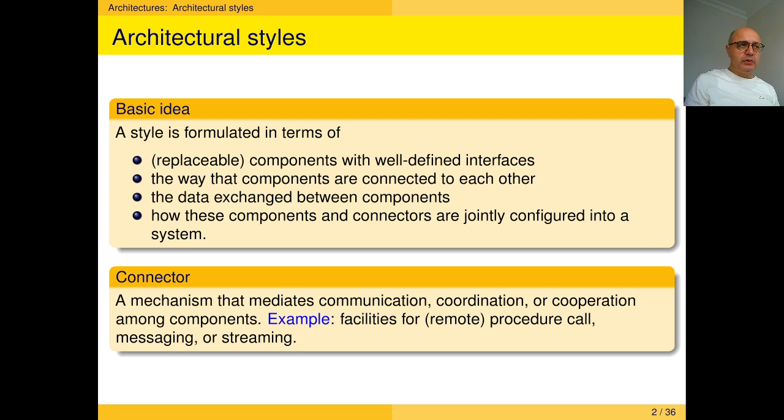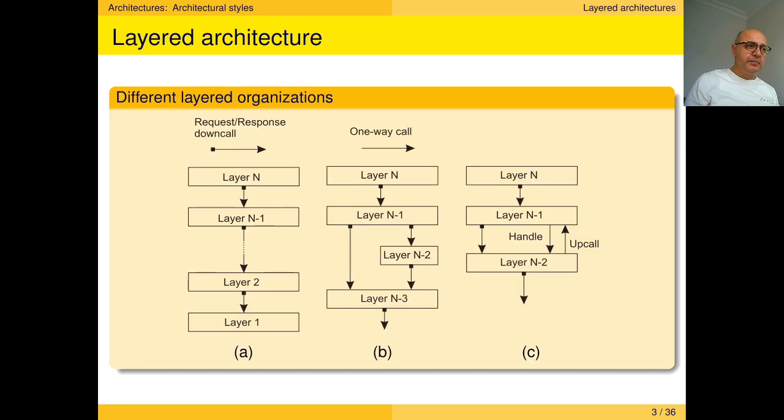So what's a connector? A connector is simply any mechanism that defines how communication and coordination is performed between the components in a distributed system. So, for example, you could be interacting from this component to another one using remote procedure calls, RPC, or you could be using a messaging system, sending messages through a message box, or you could also open a stream and just stream the data in a continuous manner from one component to the other.